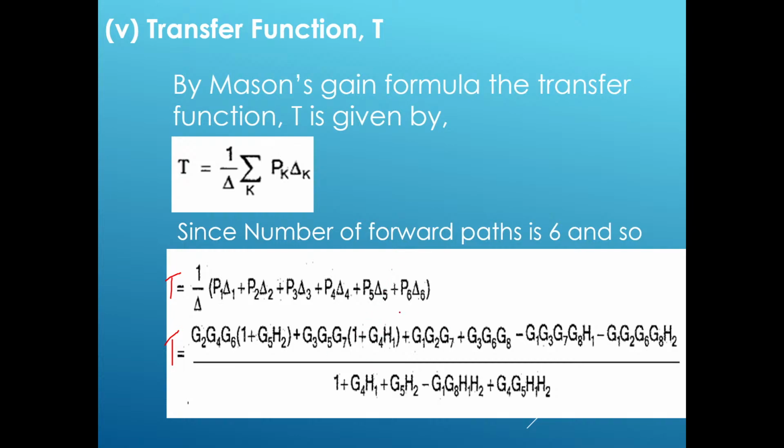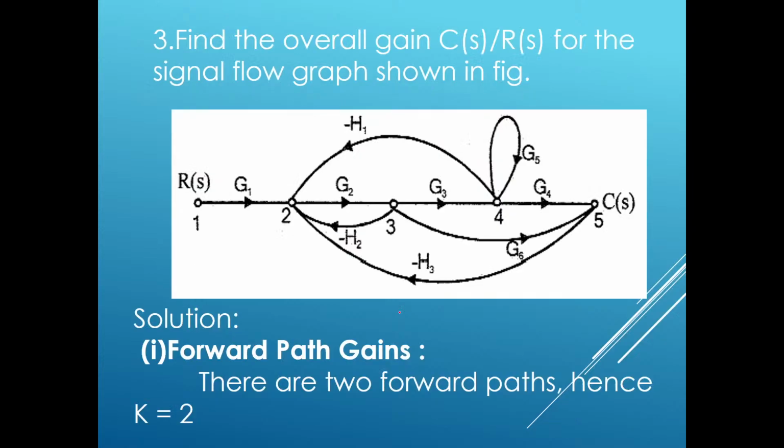Okay, one more numerical problem I will solve, and I think I will conclude after that. Find the overall gain C of S by R of S by Mason's gain formula for the signal flow graph shown in the figure. So this is the signal flow graph which has been shown. You can see notations for the nodes they have given, so we need not worry about it.